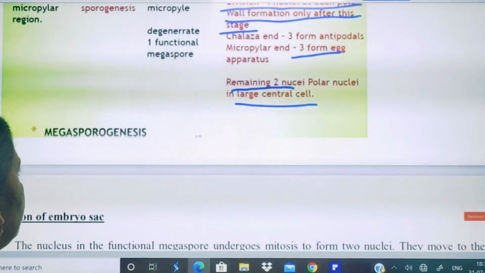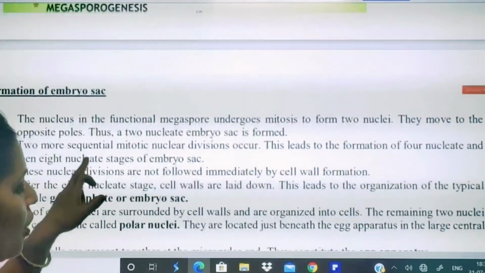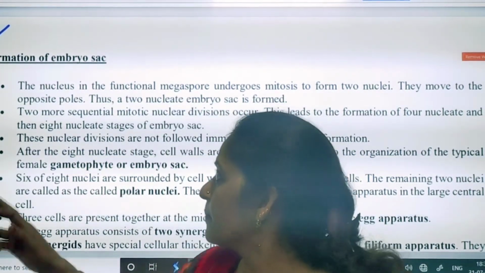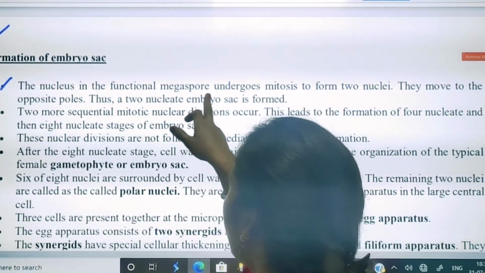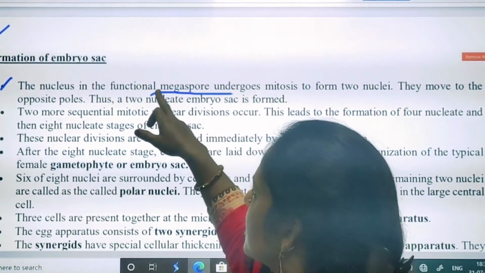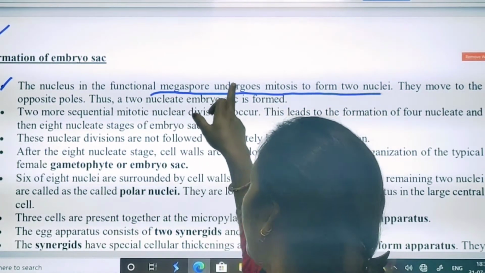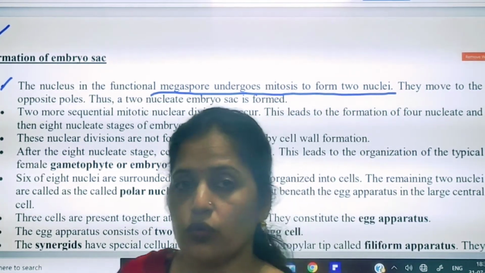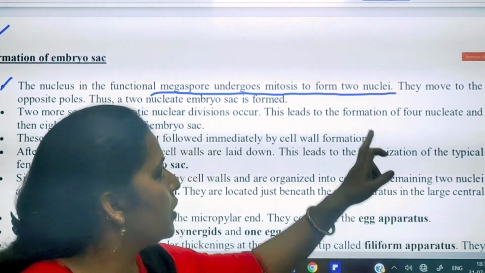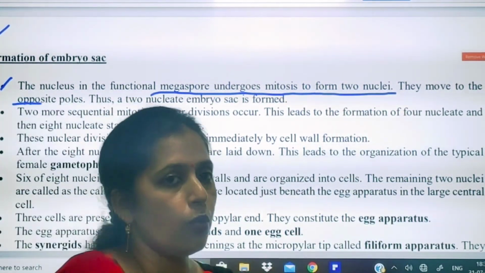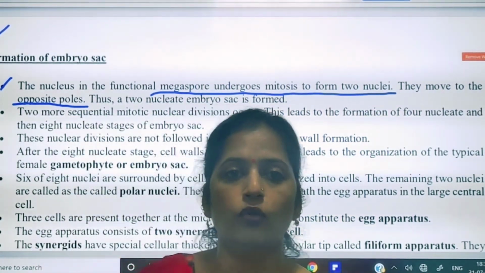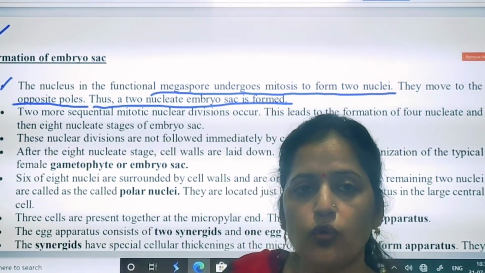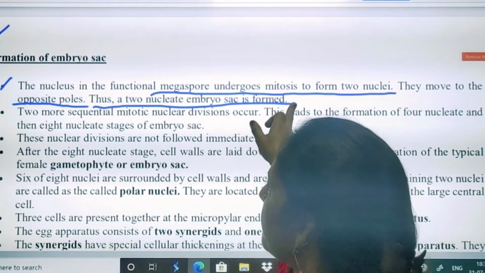Next is the formation of the embryo sac. How does the formation of the embryo sac take place? The nucleus in the functional megaspore undergoes mitosis and forms two nuclei. They move to the opposite poles. Thus a two nucleate embryo sac is formed.